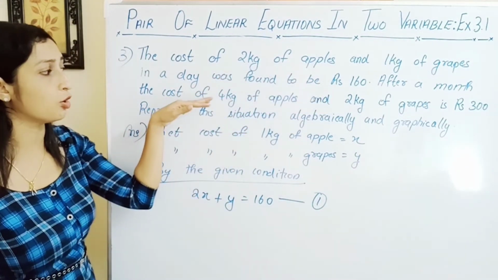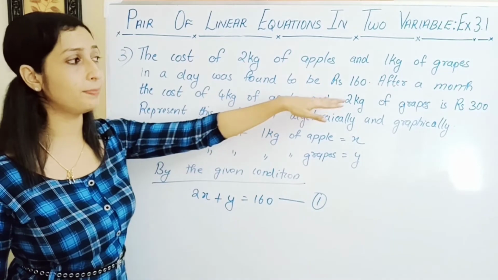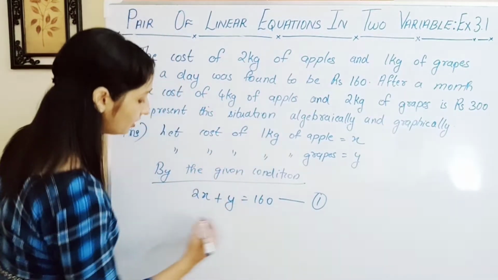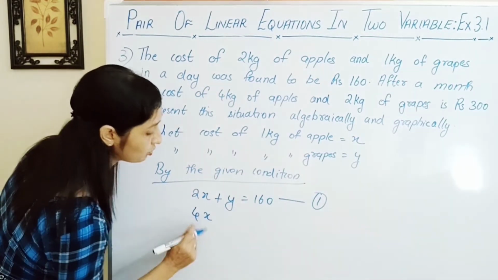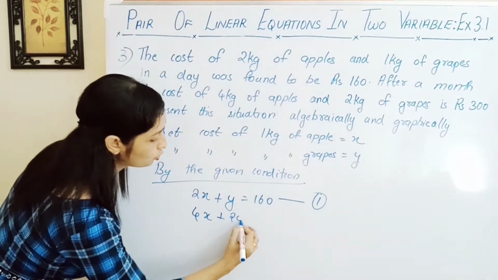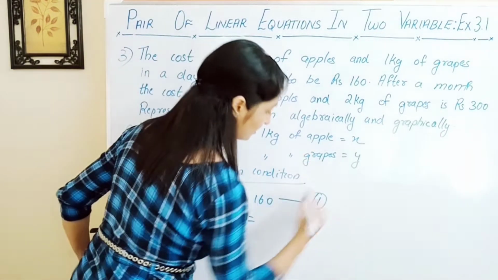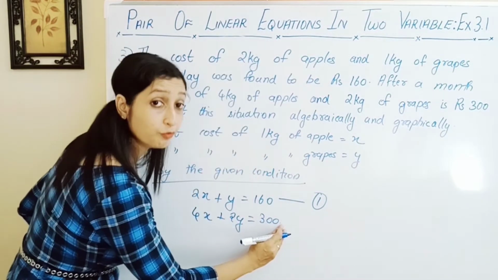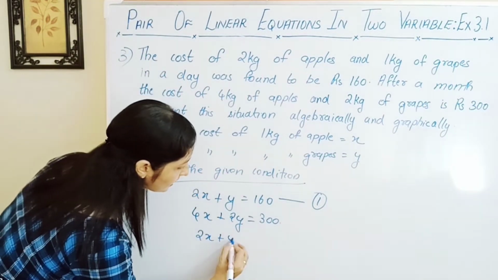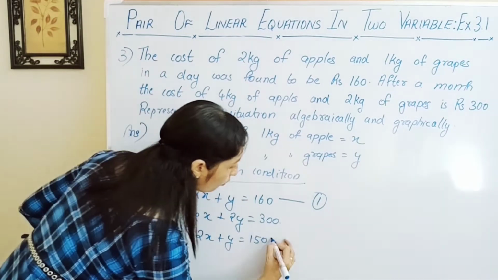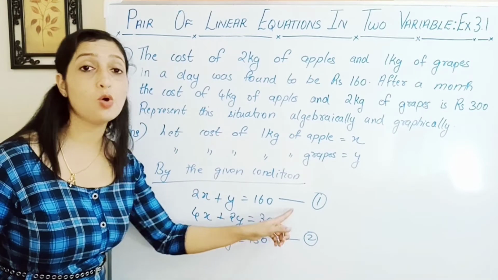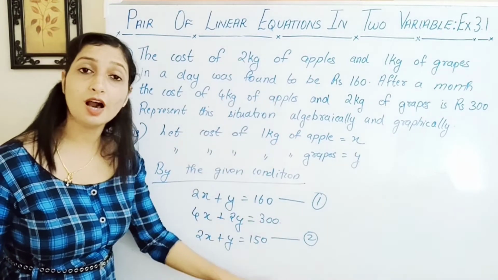After a month, the cost of 4 kg of apples and 2 kg of grapes became rupees 300. So 4 kg of apples, which is 4x, and 2 kg of grapes, which is 2y, became rupees 300. Now you can simplify this, taking 2 common. What do you get? 2x plus y is equal to 150. This is our second equation. So this is how we represent the given situation algebraically.